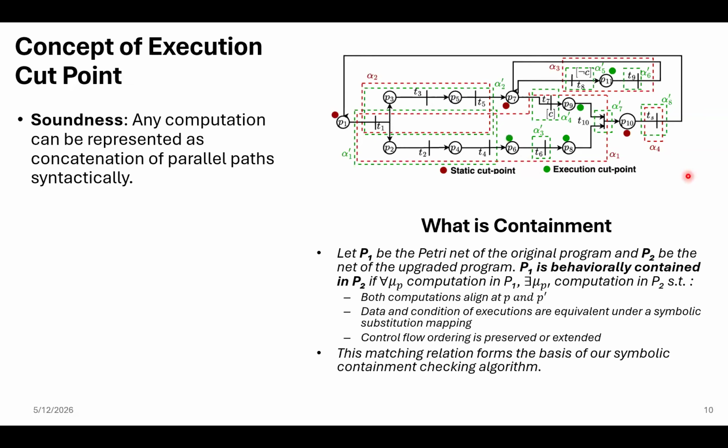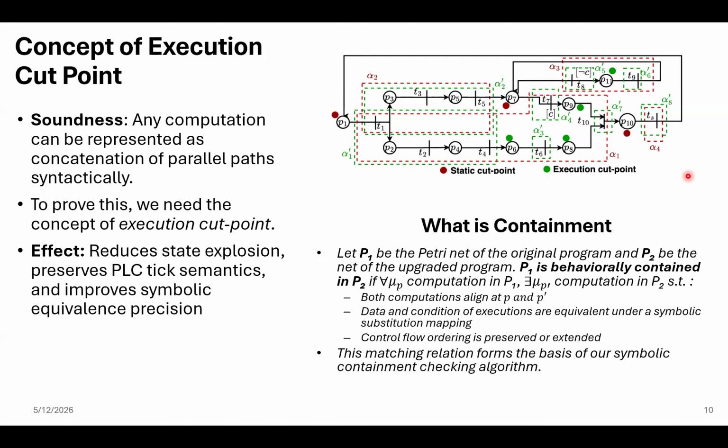The trick is that all enabled transitions are fired simultaneously. On simultaneous firing of the transitions, when it goes to the new set of markings, if any place in this set is marked as a cut point, we mark all places as an execution path. For this purpose, it reduces the state explosion, preserves the PLC tick semantics, and improves the symbolic equivalence precision.